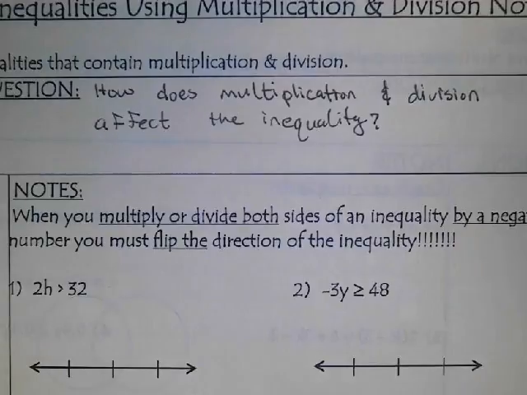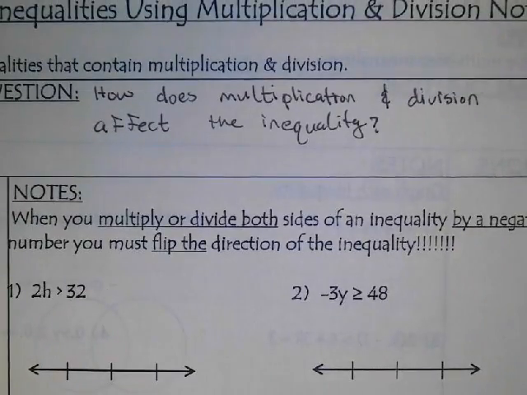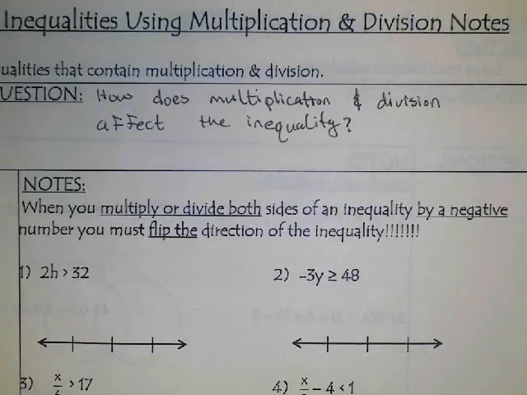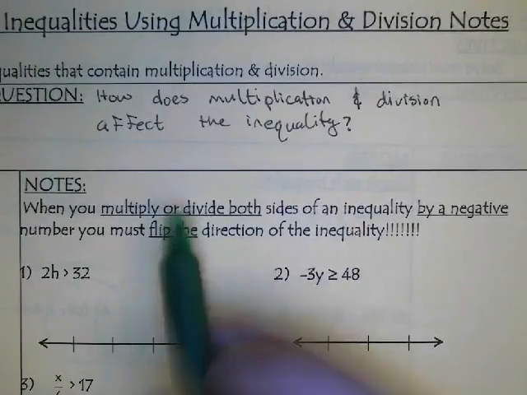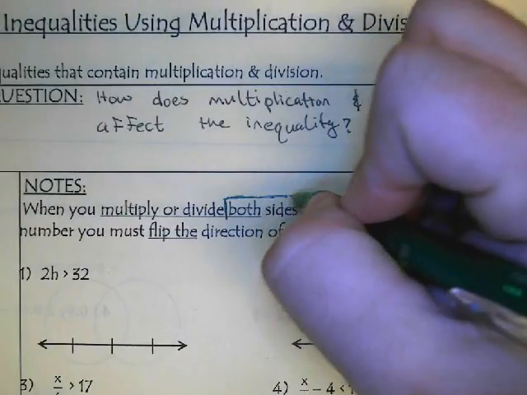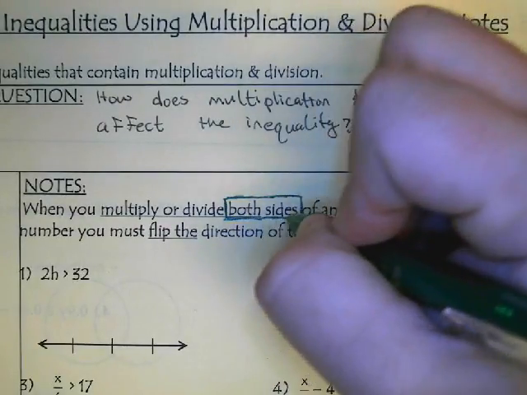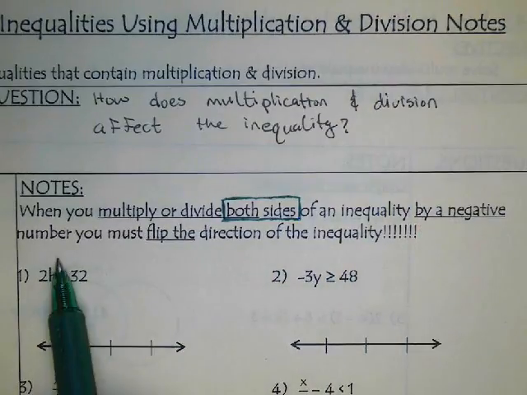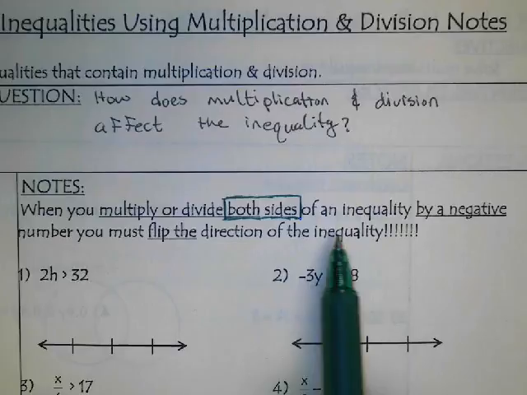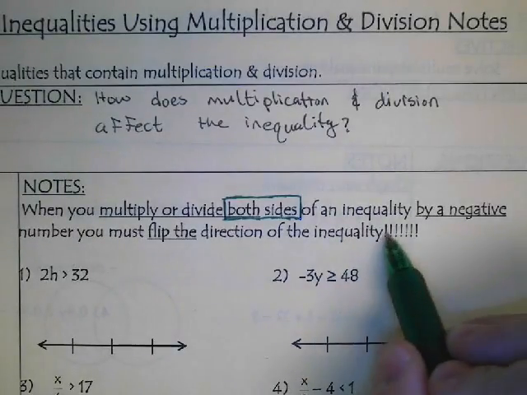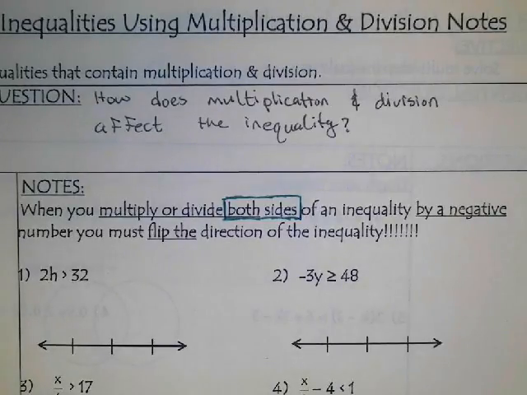Well, right here, what I already have typed up for you is the big part of this and how it affects the inequality. So when you multiply or divide both sides, now this part I can't stress enough, and we'll look at the difference. When you multiply or divide both sides of an inequality by a negative number, you must flip the direction of the inequality. Now look how important this is. There's 7 exclamation points, so let's make sure we keep track of this.